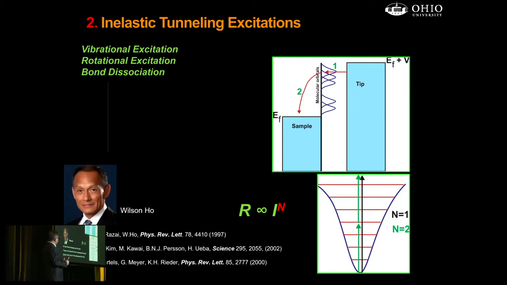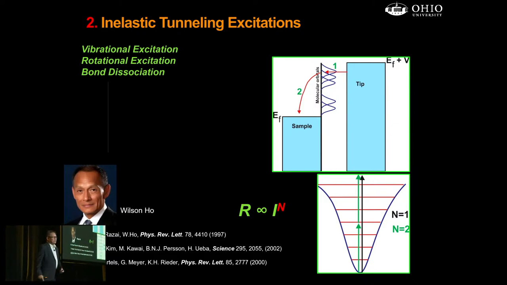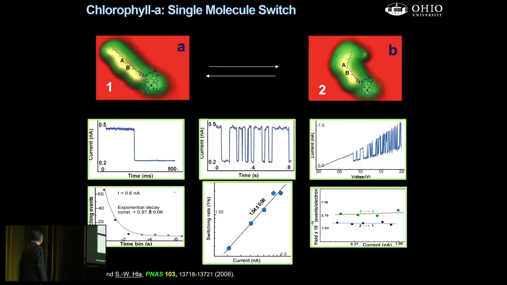Now, the process is even nicer. We can understand how many electrons we use with this very simple equation. R here is the rate of energy transfer. I is the tunneling current to the power N, shown here with the red letter. N will tell you the number of tunneling electrons that we are using for energy transfer.